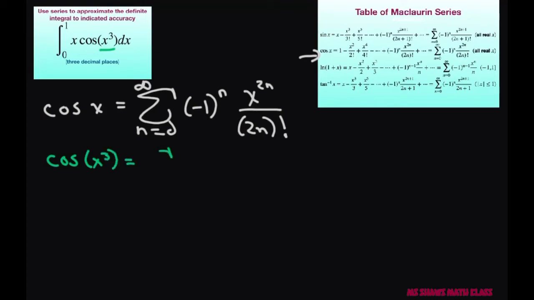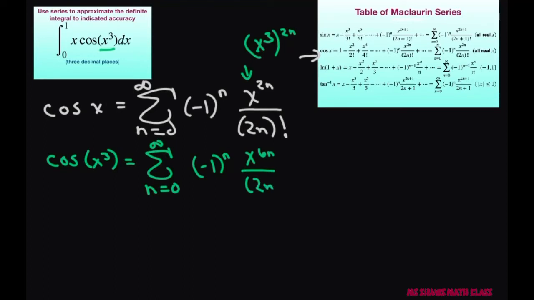just going to equal the sum n equals 0 to infinity of negative 1 to the nth power. And for this piece here, we're going to have x cubed to the power of 2n. So this is going to be 6n, x to the power of 6n divided by 2n factorial. And finally, let's look at this x.